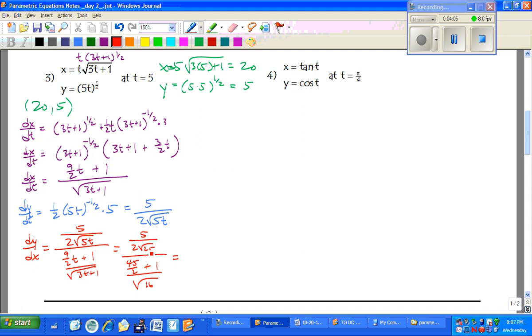So up top, square root of 25 is 5 times 2 is 10. So we have 5 over 10, which is just 1/2. Bottom here, 45/2 plus 1. That's going to be same as 45/2 plus 2/2. So 47/2 all over 4.